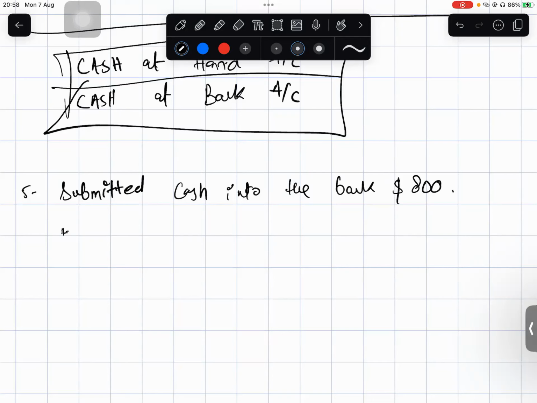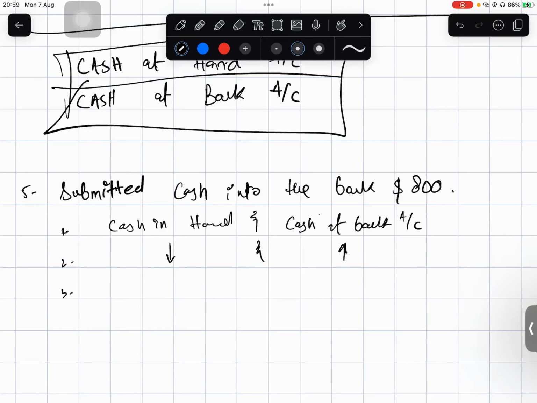The cash in hand account. Yes, cash in hand. And the second account? Bank account. Bank account, and you can call that cash at bank. It means the same thing. Now number 2, what do you think is happening to cash in hand? Cash in hand is decreasing. Absolutely. And what about cash at bank? Increasing.